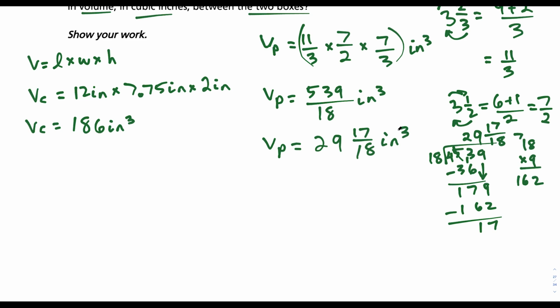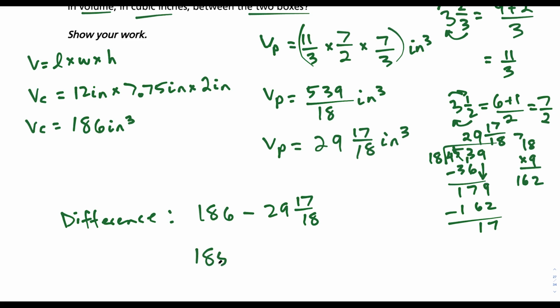So the task here was to find what is the difference in volume. So the difference I could find by subtracting these now. So the difference I would find by doing 186 minus 29 and 17 over 18. So if I work this out, notice that this is a mixed number and this is not a mixed number. So this is making it a little bit tricky to subtract, but what I could do here is I could rewrite 186 as 185 and 18 over 18. Because this would mean 185 plus 18 over 18 is 1, which would bring me right back to this.